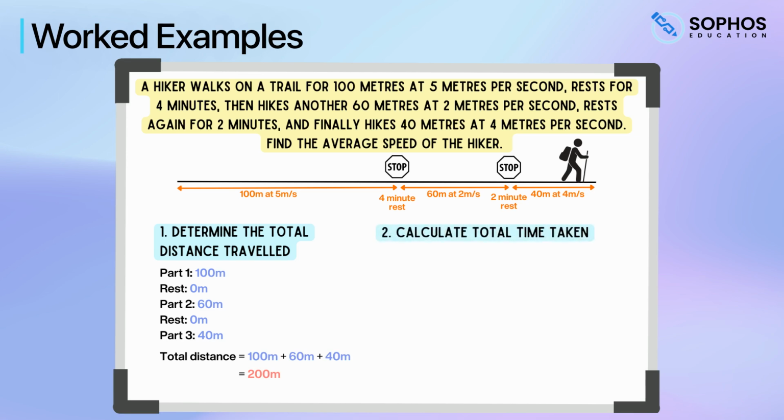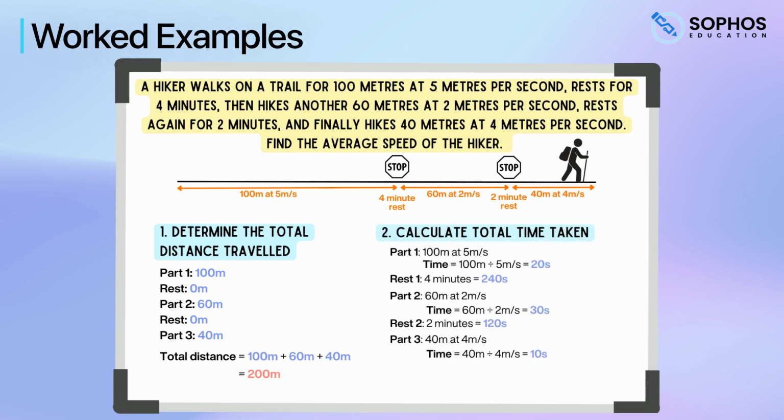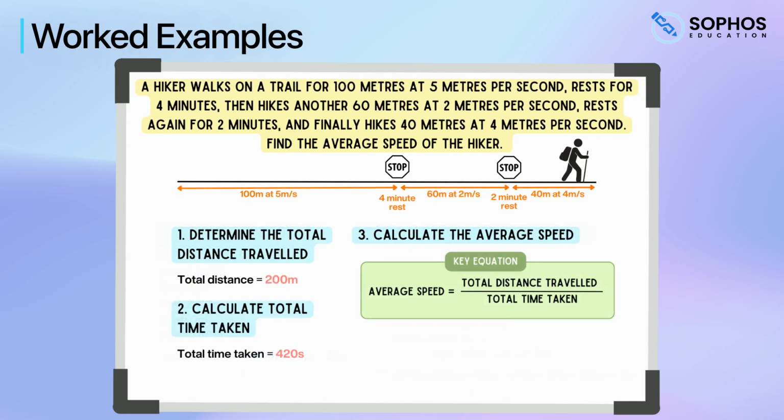Now we calculate the total time taken. The first leg takes 20 seconds before the hiker rests for 240 seconds. In the second leg, the hiker walks for 30 seconds, before resting for 120 seconds. Finally, the hiker then hikes for another 10 seconds. Hence, the total time is the sum of these sections, which gives us 420 seconds. Now we use the equation average speed equals total distance over total time, which in this case is 200 meters over 420 seconds. This is roughly equal to 0.48 meters per second.